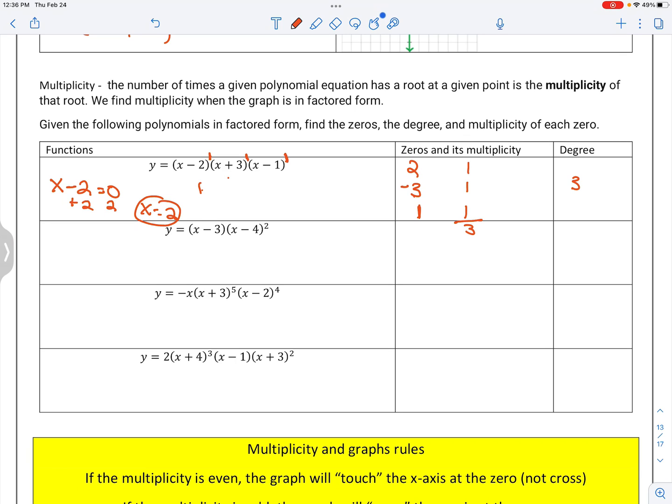So in the second one, x minus 3 has a multiplicity of 1, x minus 4 squared has a multiplicity of 2. My solutions are x equals 3 and x equals 4. So I have a multiplicity of 1 for x minus 3 and a multiplicity of 2 for x minus 4. So when I add these together, 1 plus 2 is 3. This is also a cubic function.